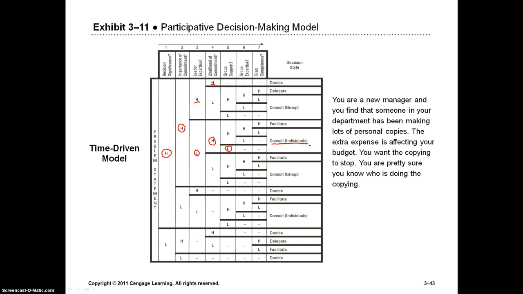We're going to look at each person individually. We're going to talk to them on a one-on-one basis. We're going to get information from them. Basically, we're going to find out who's making the copies, and then we're going to make the decision on what to do about it.